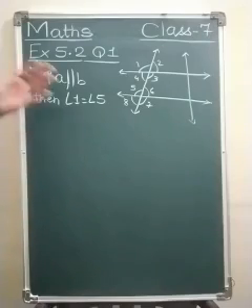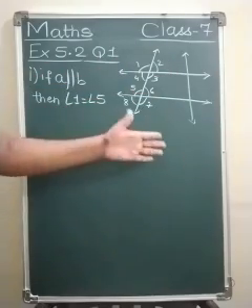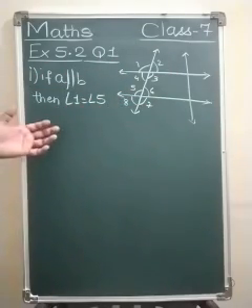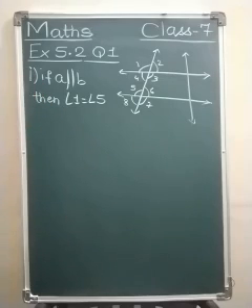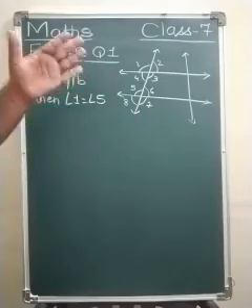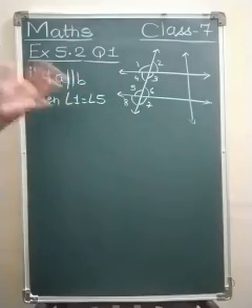We start with exercise 5.2, question number 1. And the figure is drawn here. This is the question figure, and there are 3 questions asked in it. And we have to give reasons why this will be true or whatever it is.